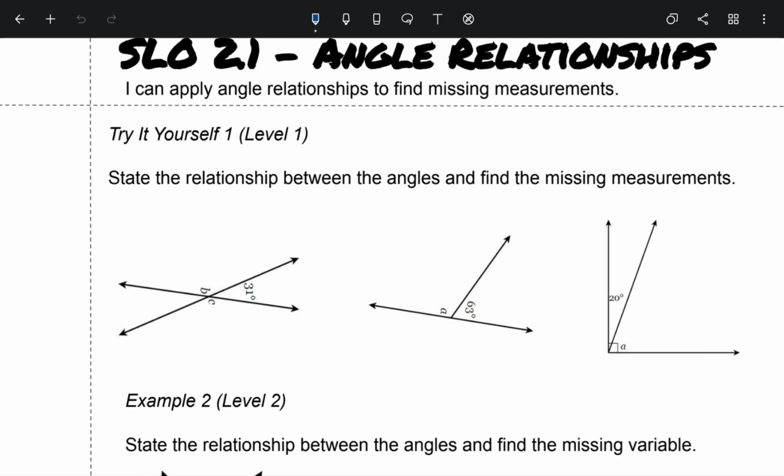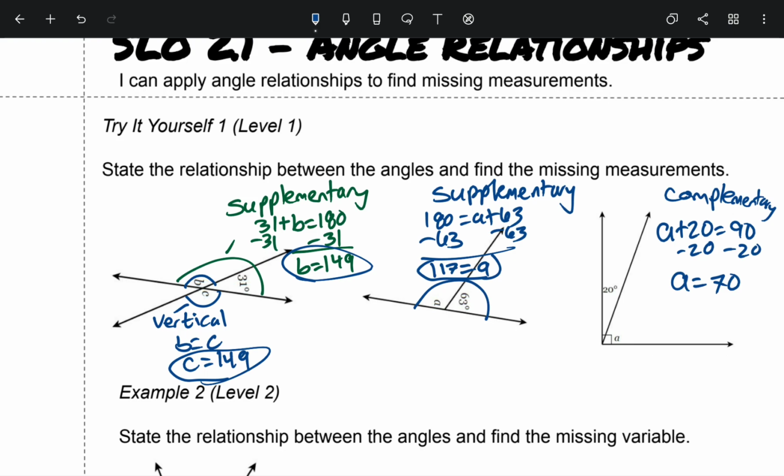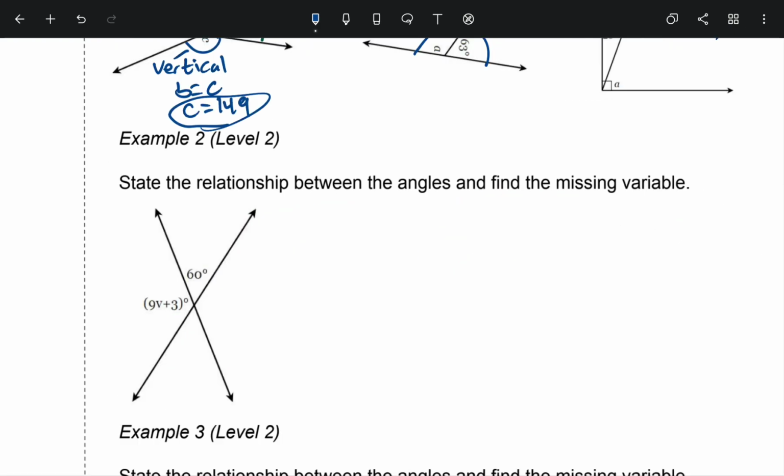Go ahead, try this one on your own real quick, and I'll go ahead and give you the answers in 3, 2, 1. Pause the video if you need to. And here you go. Now let's move on to example 2, level 2. So now we want to state the relationship between the angles and find the missing variable.